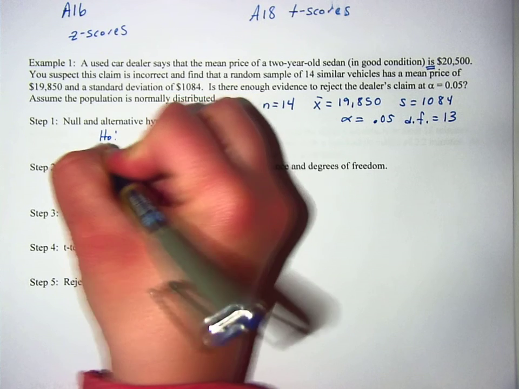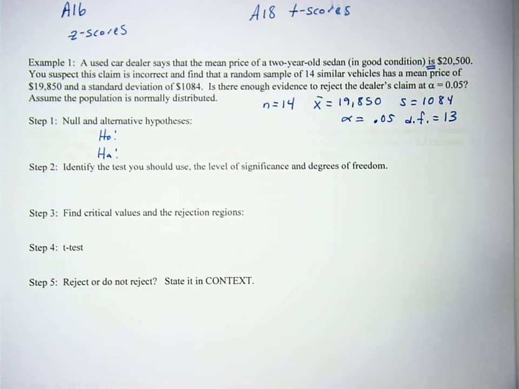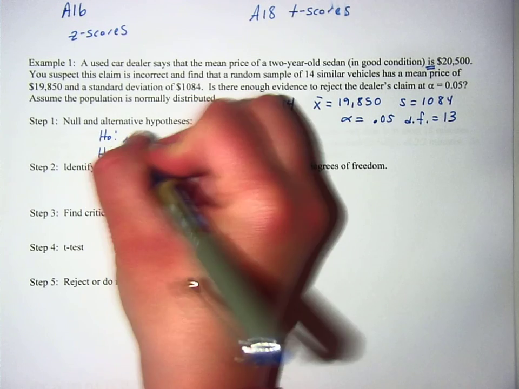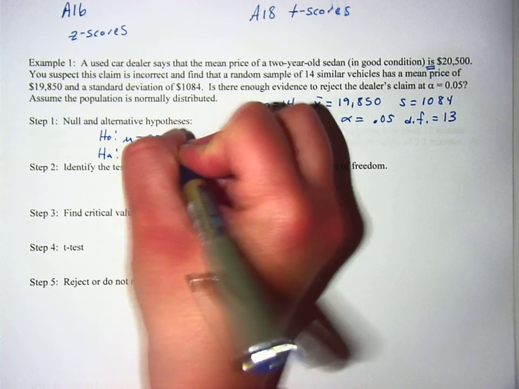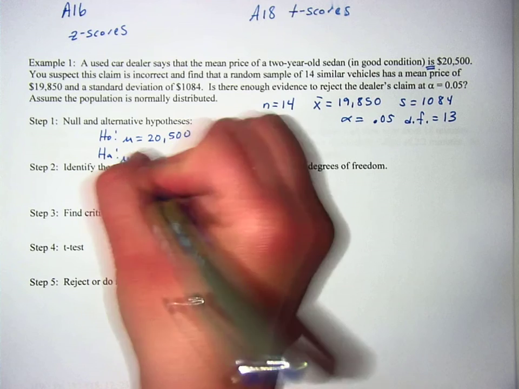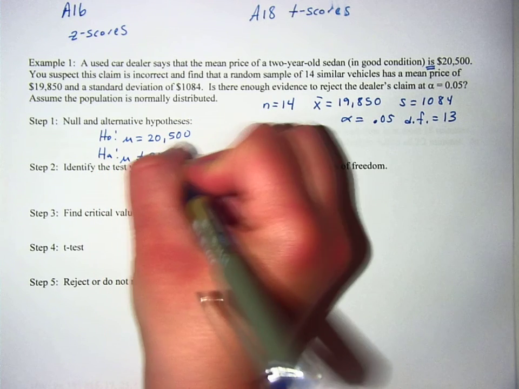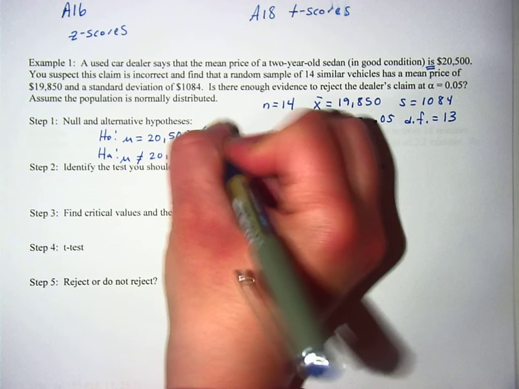Alright, we've got a null and alternative hypothesis. It says the mean is 20,500, so that means it equals. Opposite is not equals. Top one is the claim.